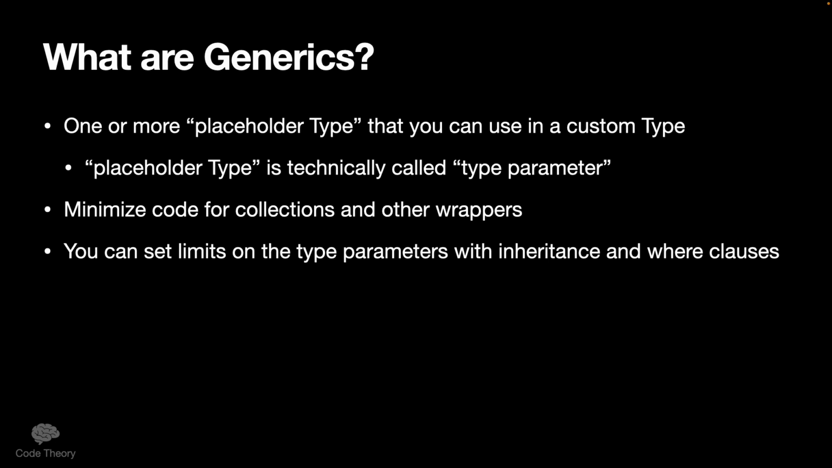So first of all, what are generics? We talked about this last time, so this is a quick review. They are one or more placeholder types that you can use in any custom type that you define. A placeholder type is a handy way of saying it, but it is technically called the type parameter. Okay? Generics allow you to minimize code for collections and things that wrap around other types that you're using. Things like dictionaries or arrays.